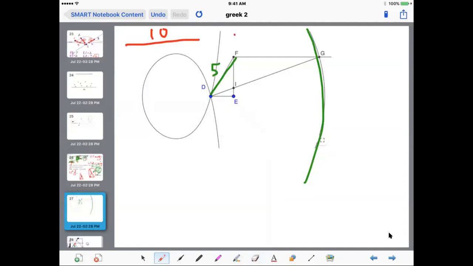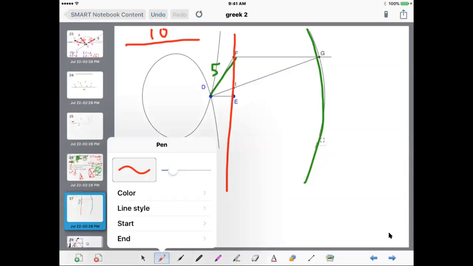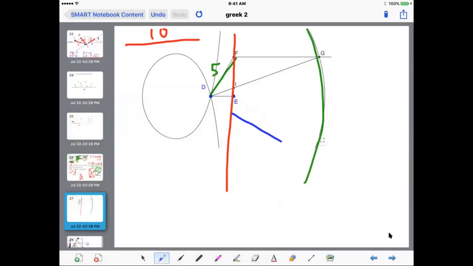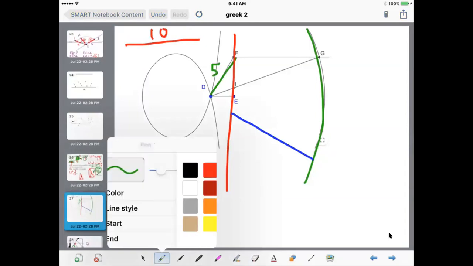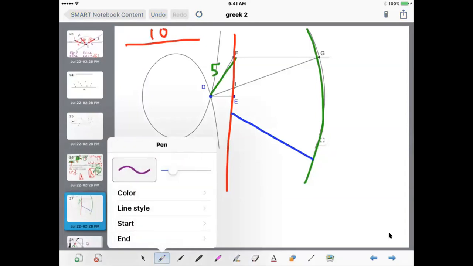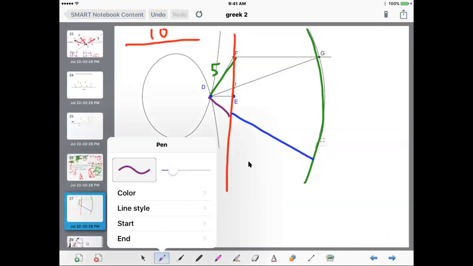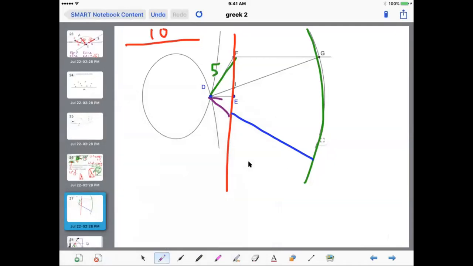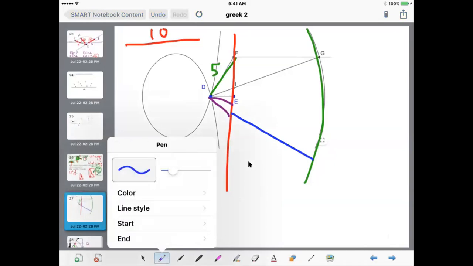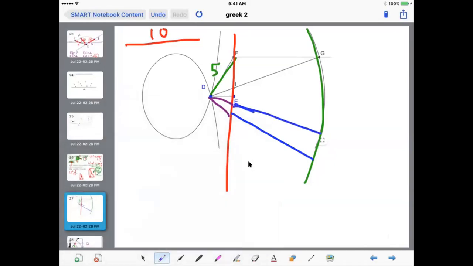So, question for you. How long in that case would this blue line segment be? I'm going to just make 2 different colors. How long is that blue line segment? Type it into the chat. It's 10. That's right. Because that's what the distance is. And how long is this other blue line segment? And that's right, it's also 10.